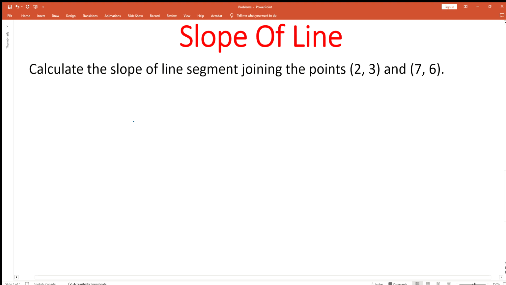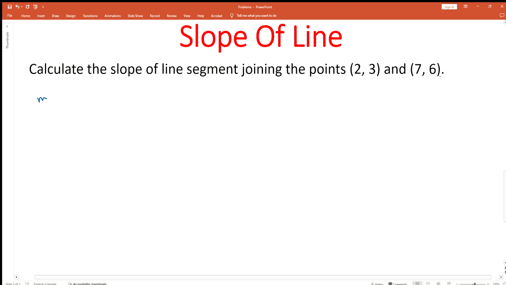In this video, we'll calculate the slope of a line segment. As per the problem, calculate the slope of the line segment joining the points (2, 3) and (7, 6). We can calculate the slope of this line segment using the slope formula.